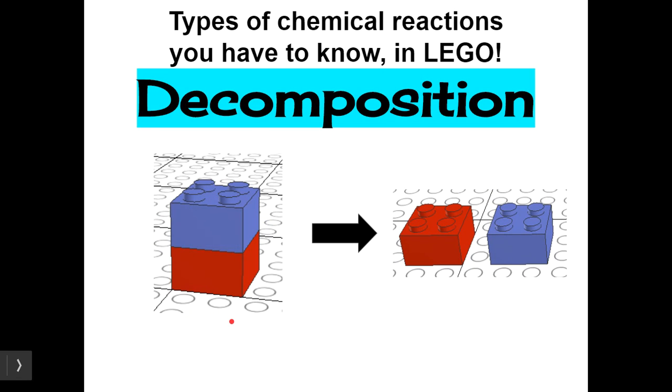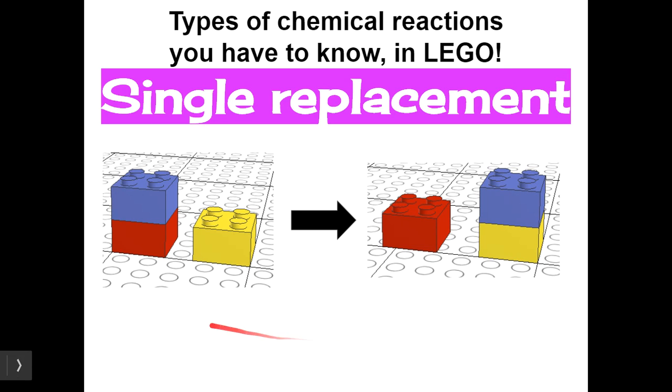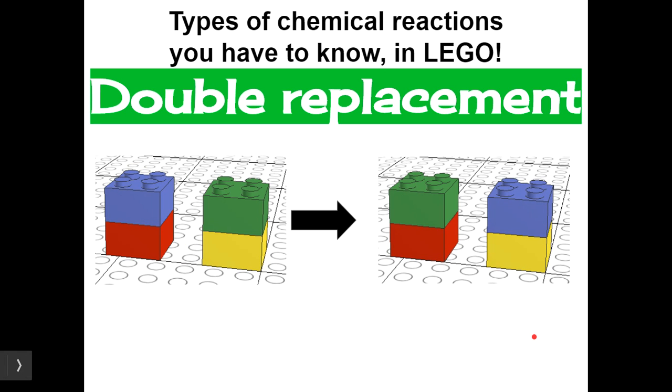Decomposition is like the reverse of synthesis. So you've got a bigger, more complex thing, and it breaks down into smaller things. Single replacement, you can see it more easily here. The blue just pops off of the red and it goes over onto the yellow. So it's a single replacement. The yellow is replacing the red, is the idea. Double replacement is everybody switch partners, okay? So instead of the red and blue being together, now it's the red and green together. Instead of the yellow and green together, it's the yellow and blue together.